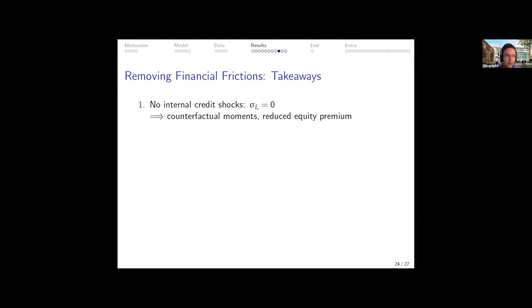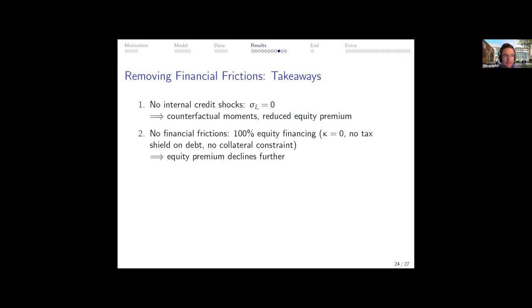Now, what if we remove all domestic financial frictions? It's akin to moving to a Modigliani-Miller world in which capital structure does not matter. Here we find that the equity premium declines even further, and this result confirms that financial frictions are important too.